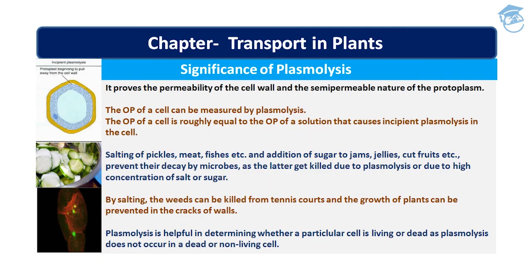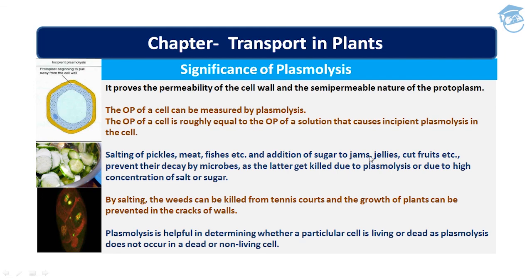Now, what is the significance of plasmolysis, students? It proves the permeability of the cell wall and the semi-permeable nature of the membrane of the protoplasm, and the osmotic pressure of a cell can be measured by plasmolysis. That's the crucial significance of plasmolysis. The osmotic pressure of a cell is roughly equal to the osmotic pressure of a solution that causes incipient plasmolysis in the cell.